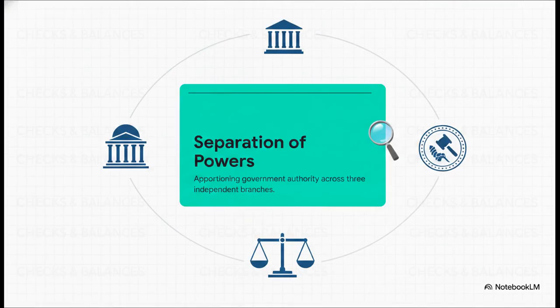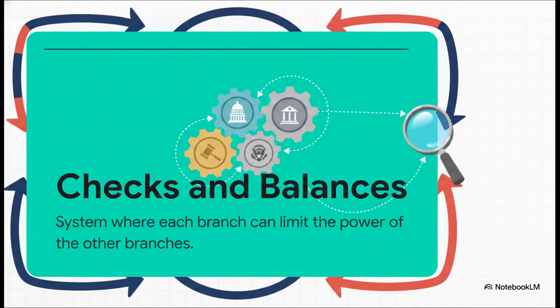Now here's a really brilliant concept: separation of powers. This is apportioning government authority horizontally across 3 independent branches: the legislature, executive, and judiciary. It completely prevents any single group from hoarding all the control. And working hand in hand with that is checks and balances. This is a structural system where each branch possesses the ability to limit or check the power of the other branches. Nobody gets a free pass. They literally have to cooperate to get things done.